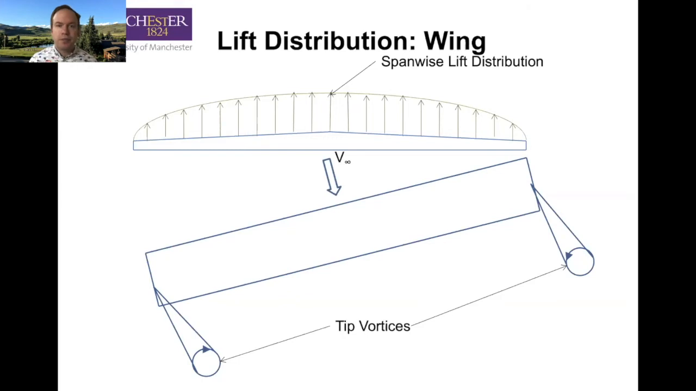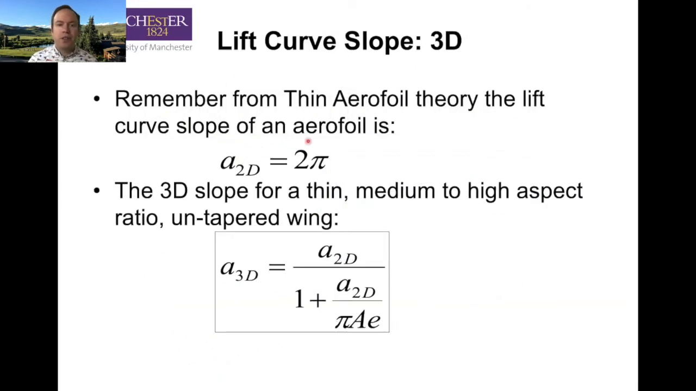Okay. So remember we said our lift curve slope for our 2D thin airfoil is approximately 2 pi. And that means our CL is 2 pi alpha, where alpha is in radians. For 3D slope, for a thin, medium to high aspect ratio, untapered wing, we can use this form. Now, as we add tapering, or we add sweep or any of that, that will further reduce the slope. But as you can see, our 3D lift curve slope is always less than our 2D lift curve slope. If we go to an infinite aspect ratio, that drives this to 0, then they're the same. So that's our 3D to 2D transition.